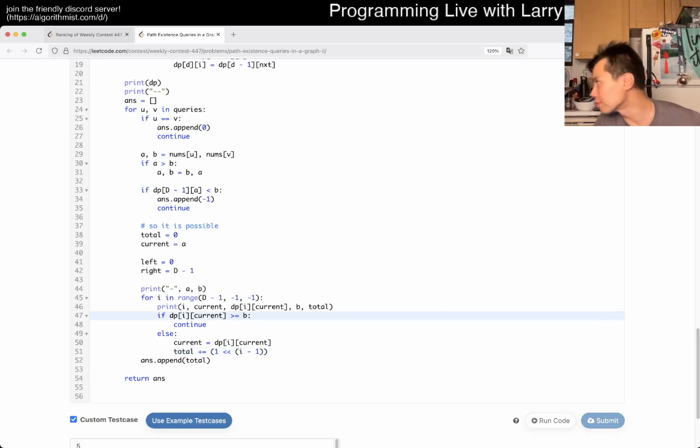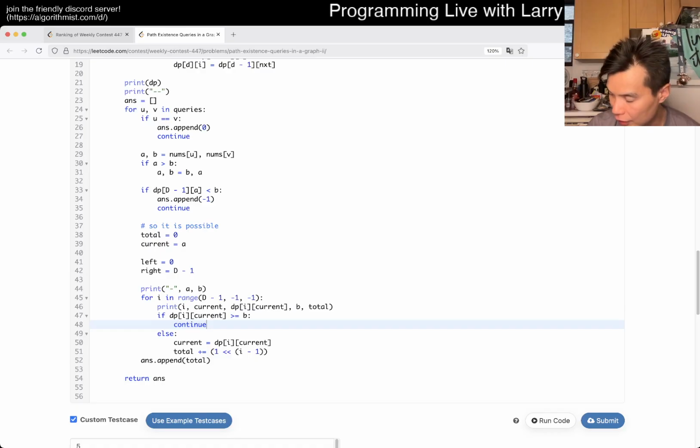Okay, so what does it mean by being middle? I think my condition is wrong. So the left side and the right side, what does it mean by the left side? Left side means that if it goes there, then it is on the left side. But the left side is not.